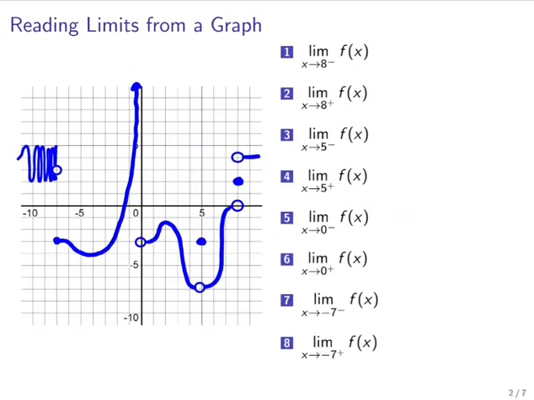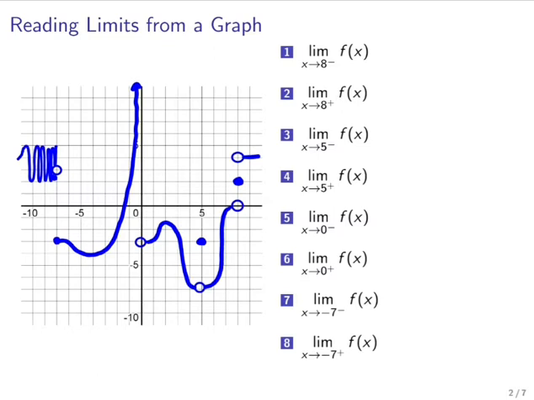Here's an example where I don't necessarily have a formula for the function, but we can still read off some information from the graph. The question number 1 up there says, if I approach 8 from the left, so remember that negative means from the left. I like to think of it as negatives are to the left of 0. So when I see 8 minus, I think I'm approaching 8 from just below, to the negative side of 8.